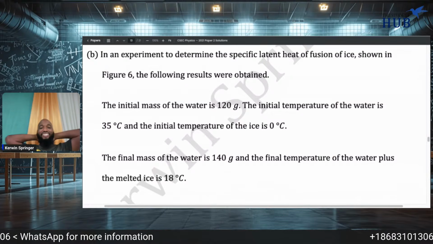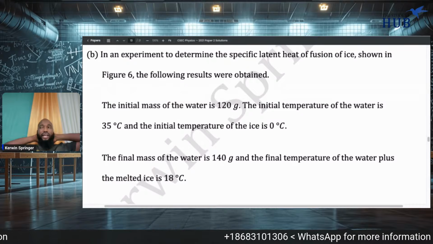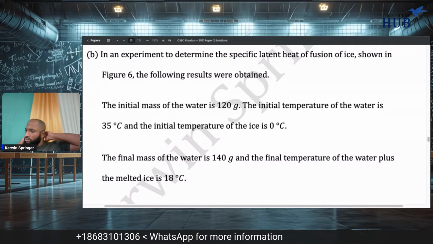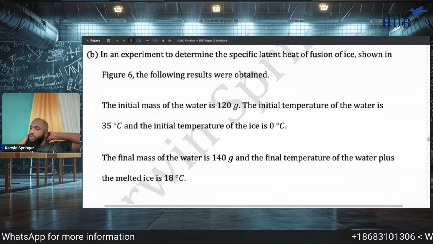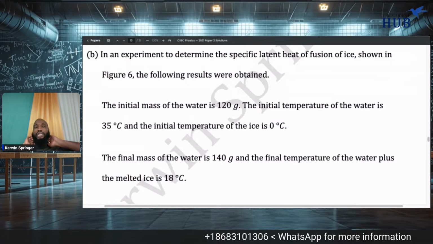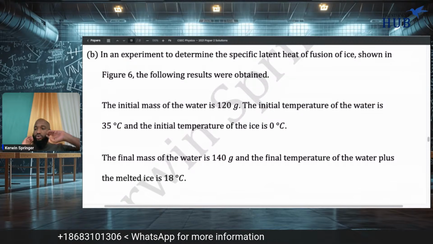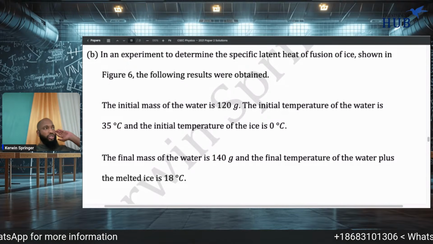So the heat energy lost by the water is equal to the heat energy gained by the ice. And how do you, did it go to 0? So the heat energy lost by the water would be easy to find as MC delta theta, right? Where the change in temperature is 35 to 18. Everybody on the same page?